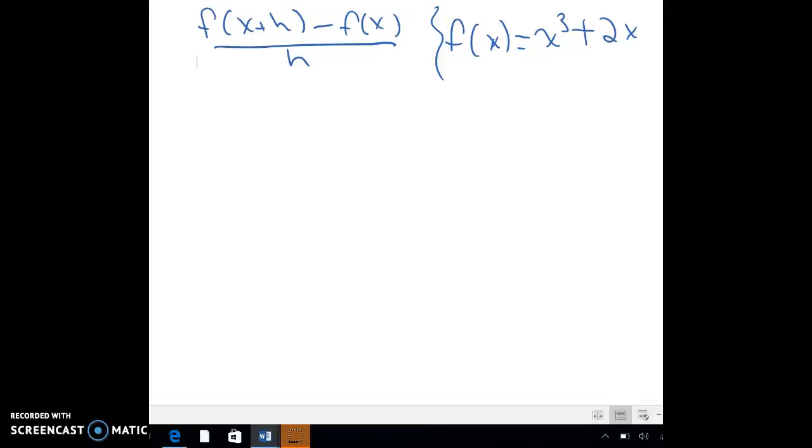All right, here's a difference quotient problem for you. And again, this is kind of the precursor to a derivative. So if you know what a derivative is, it's kind of nice because you can check your answer. And so just in general, remember what a function does.